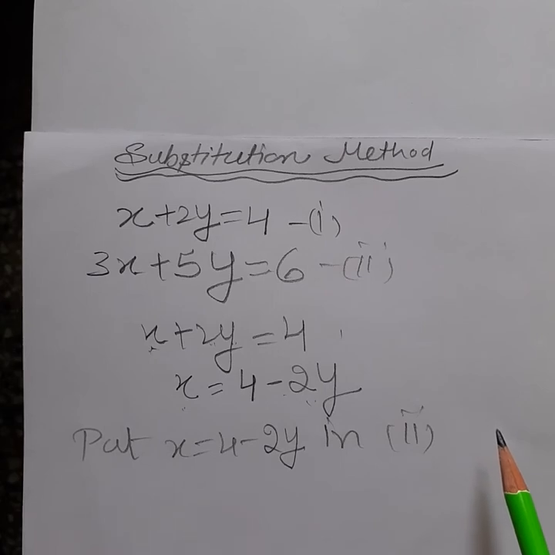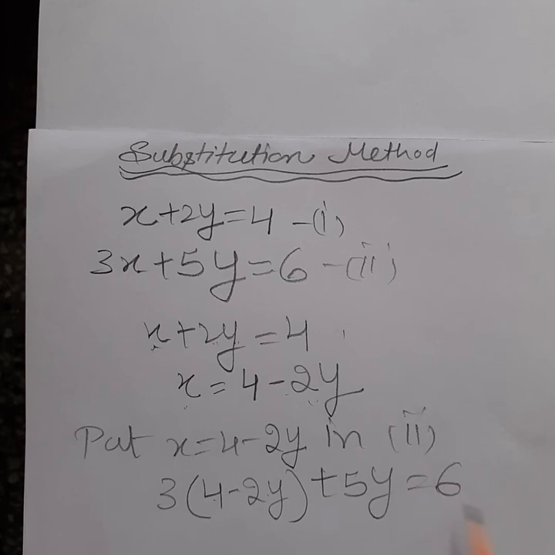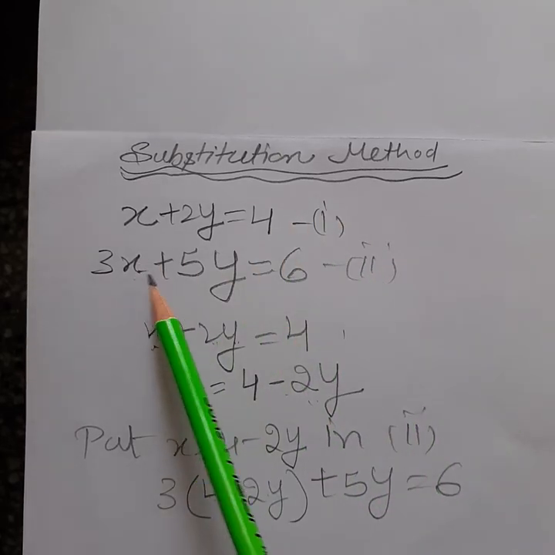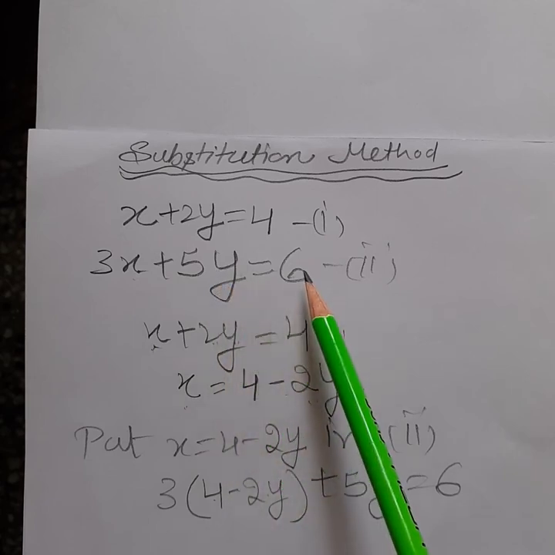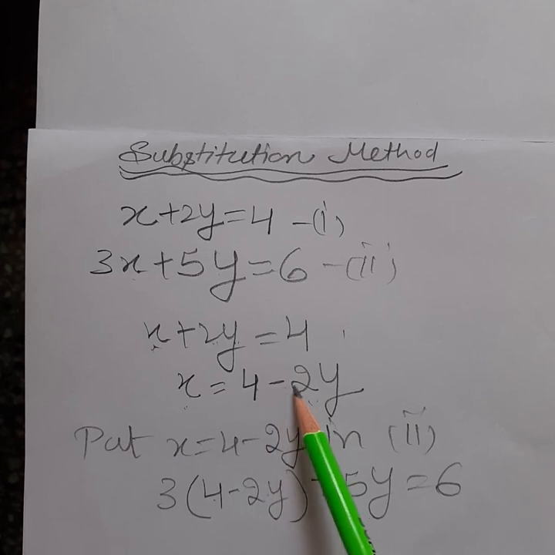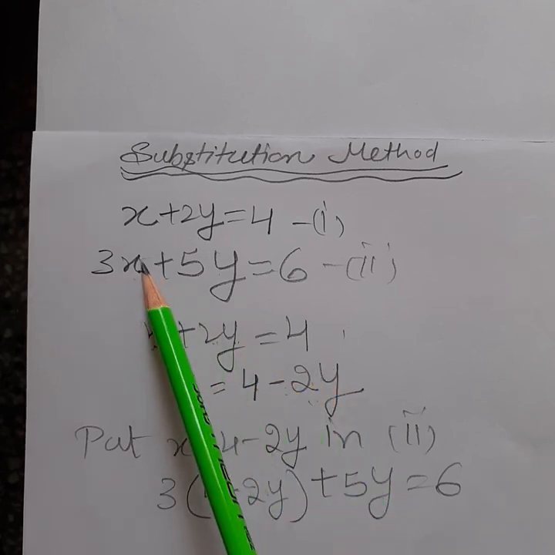And what is our second equation? Our second equation is 3x plus 5y is equal to 6, and in the place of x we can directly put the value 4 minus 2y. So it becomes 3 times (4 minus 2y) plus 5y is equal to 6. You can see your second equation, 3x plus 5y is equal to 6, and we have the value of x, that is 4 minus 2y.